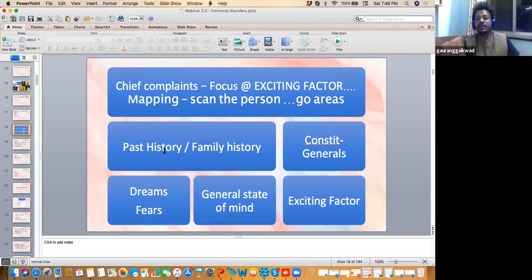What is the way of my analysis? And a lot of my students and friends who are watching this, this is the map that I use in hormonal cases. I focus on the chief complaint, and you can see the chief complaint. I look at the exciting factor. And then I start mapping the entire case. I start looking at past history, family history, the generalities, the dreams, the fears, the general state of mind, the exciting factor, the crisis situation.